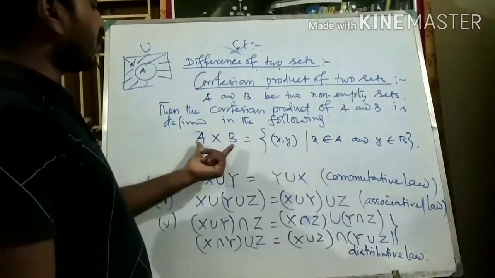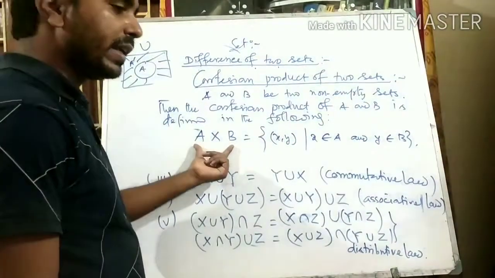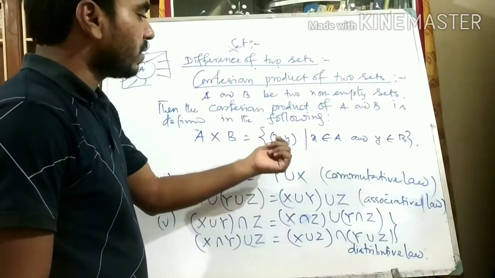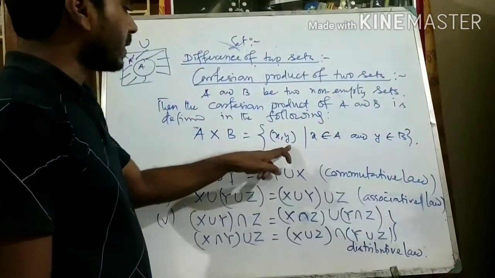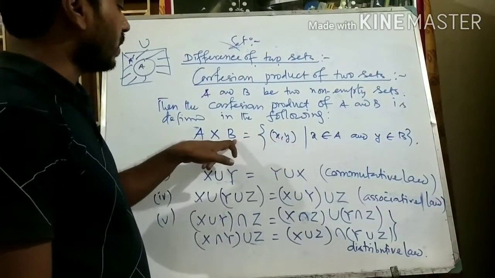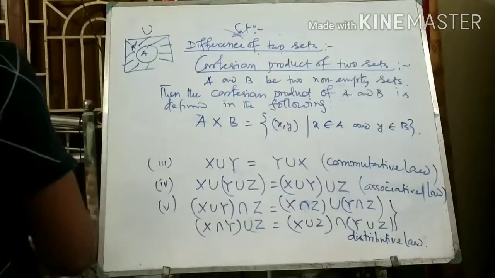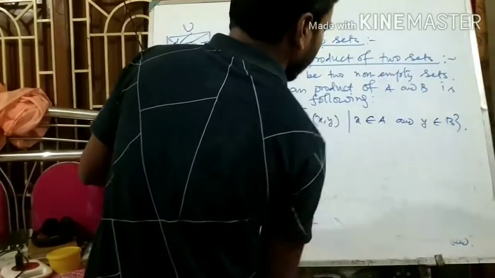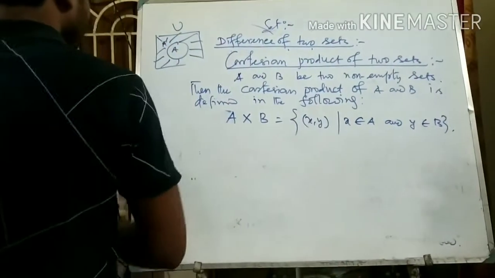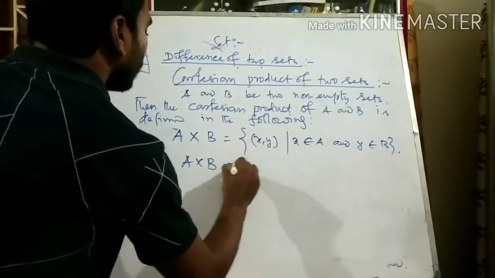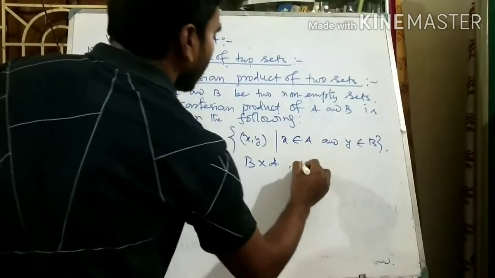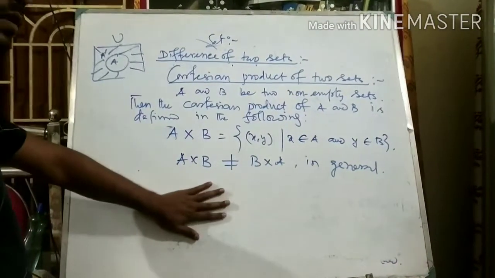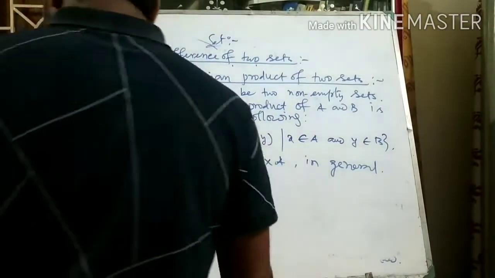So the Cartesian product of two sets is the set of all ordered pairs of elements x comma y, for which the first component x will come from the first set A and the second component y will come from the set B. So naturally A cross B is not equal to B cross A in general. That we can easily see by taking some examples.